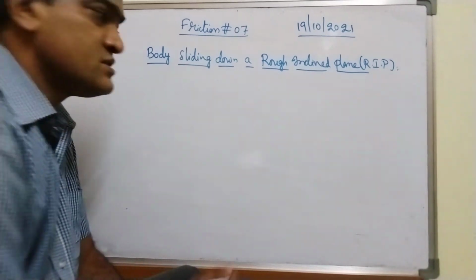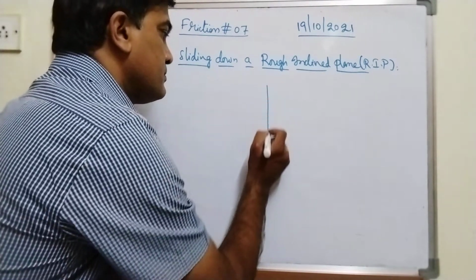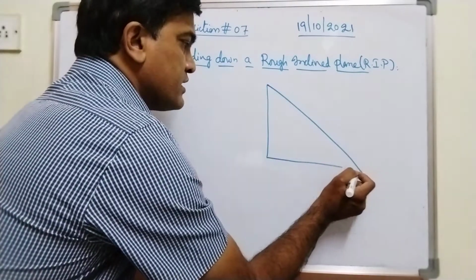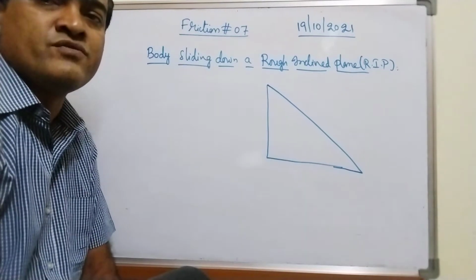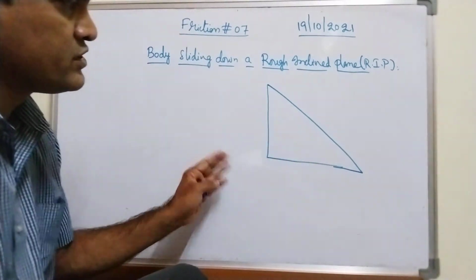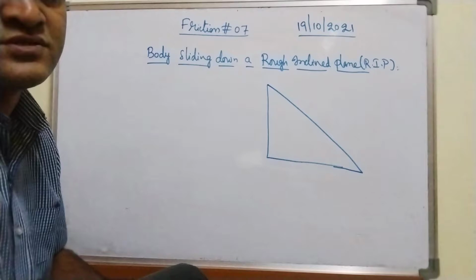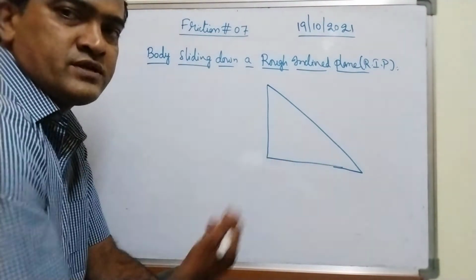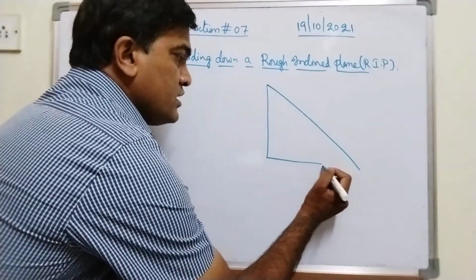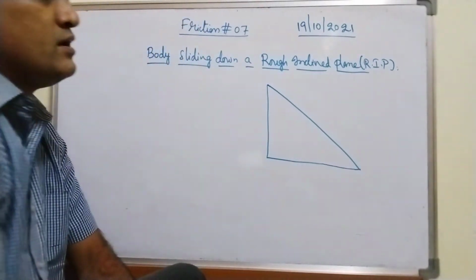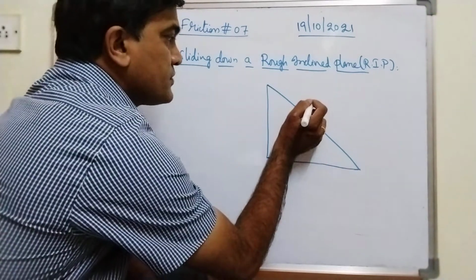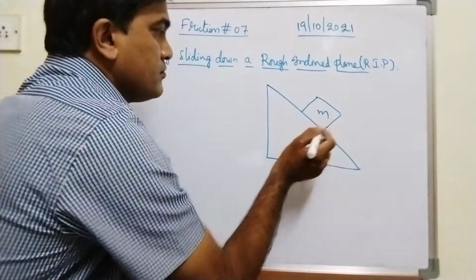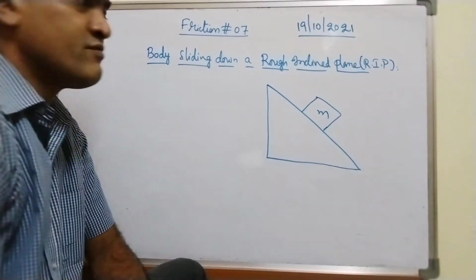Fine. Now let me draw the same diagram. This time, you can draw the inclined plane as is convenient for you. You can draw this way or in the reverse way. It all depends, both mean the same. Now here, let me place a block of mass m on the rough inclined plane.